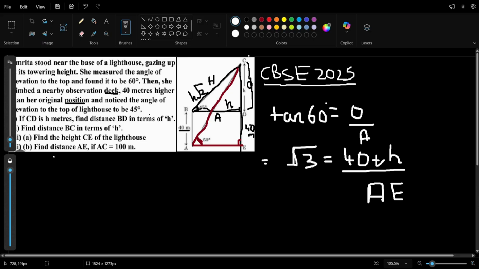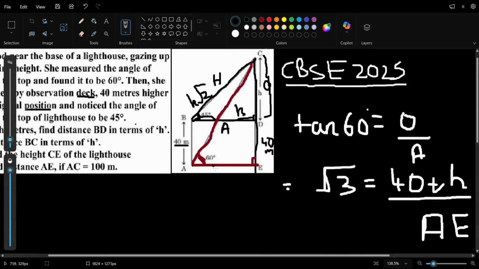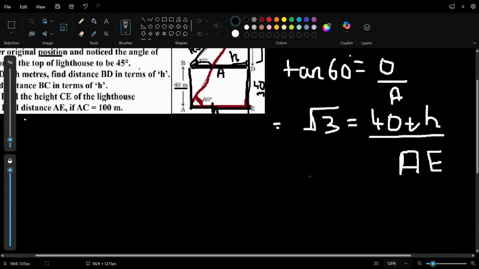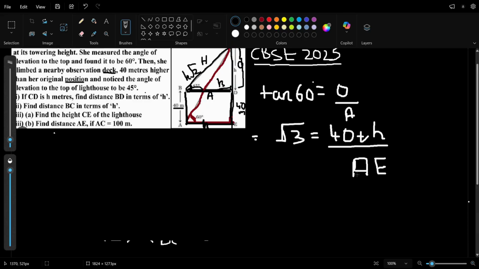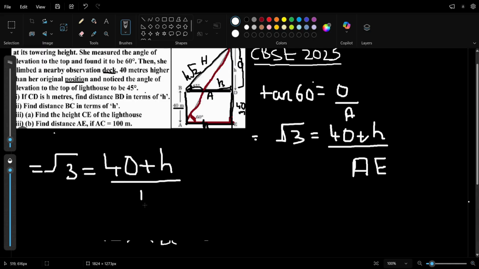It's easy. This triangle, you know, BD is equal to H. If BD is H, then AE is also H. Why? Because they both are equal. This is a rectangle. This both are equal. This both are equal, right? So we can say AE is H. Okay. So instead of AE, we can say root 3 is equal to 40 plus H by H.